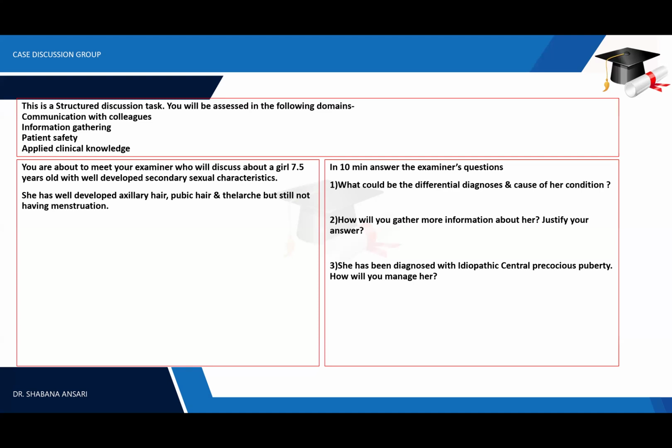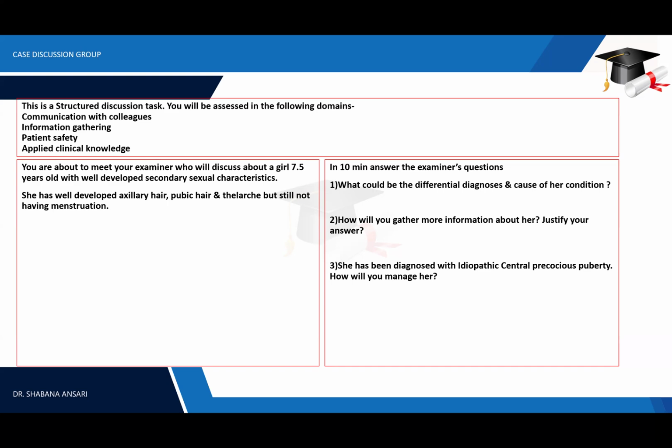Hello, I'm Khushbu, one of the exam candidates. I have gone through the scenario and I'm ready to start the discussion. I've been provided with a case scenario of a girl of 7.5 years of age with well-developed secondary sexual characteristics, and also she has well-developed axillary hair, pubic hair, and thelarche, but she has not attained menarche. First of all, I would like to take a brief targeted history, and then a few investigations to make a few differential diagnoses in my mind.